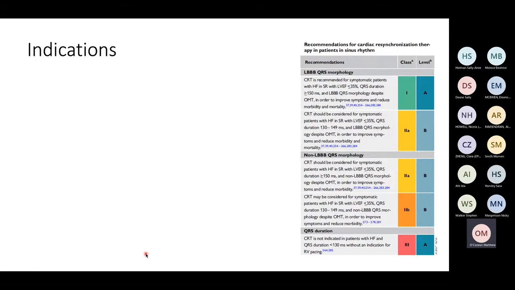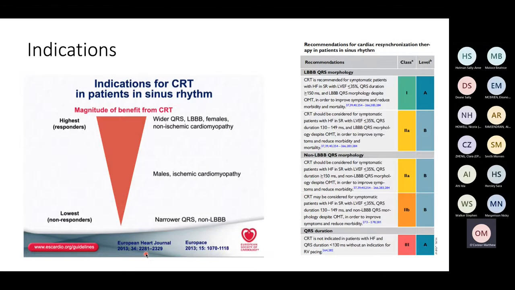Indications in general, though, this is stolen from the European guidelines, where there's a lot of words. But essentially what it says is that there are indications for CRT that are stronger, i.e. people are going to be highly likely to get a good benefit from CRT. And then down at the bottom end, you've got people far less likely to benefit from CRT. And I really like this sort of upside down triangle diagram. And I have it in my mind every time I see someone who we're thinking about CRT.